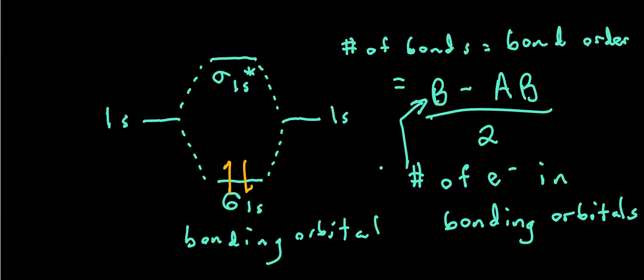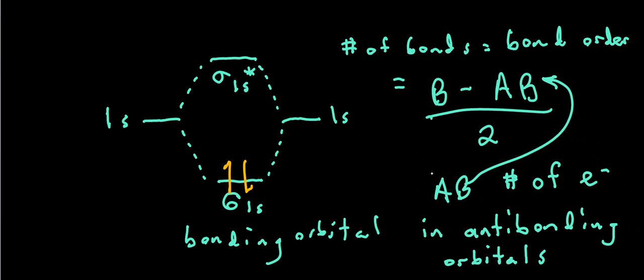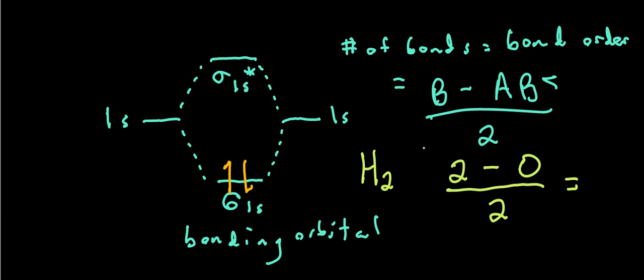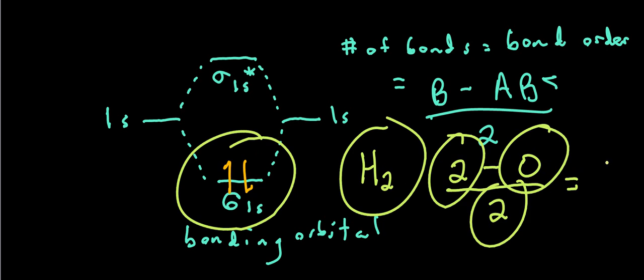Where B represents the number of electrons that are in bonding orbitals, and AB represents the number of electrons that are in anti-bonding orbitals in our molecular orbital diagram. Doing the calculation for our H2 molecule, we have 2 bonding electrons that we see here. We have 0 anti-bonding electrons. Divide by 2, and it gives us 1.